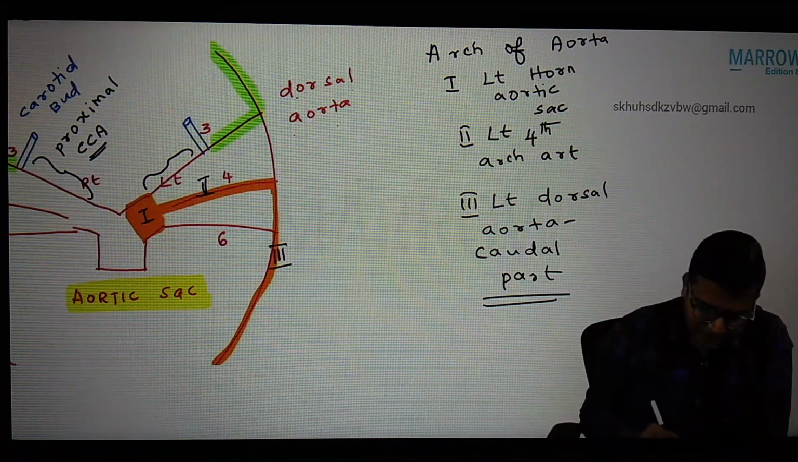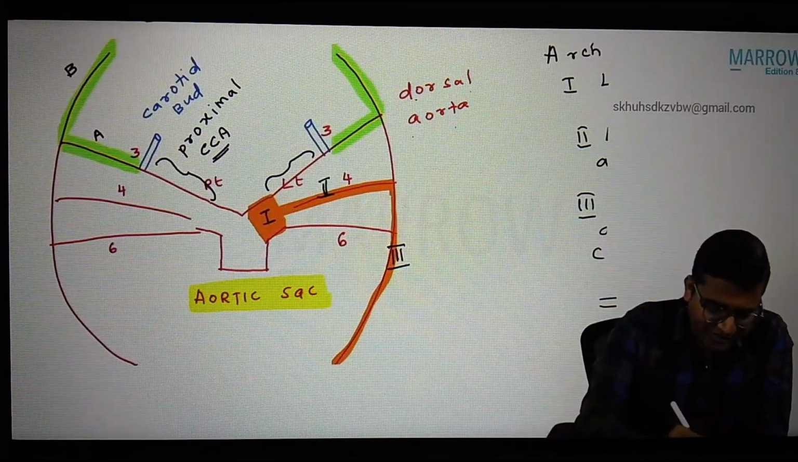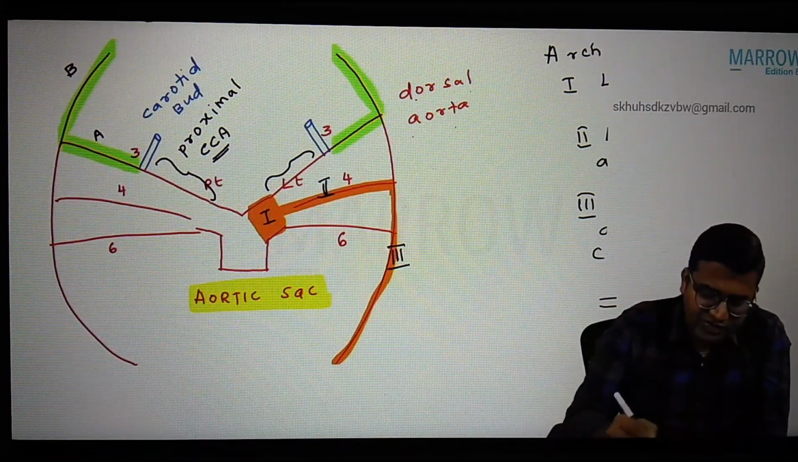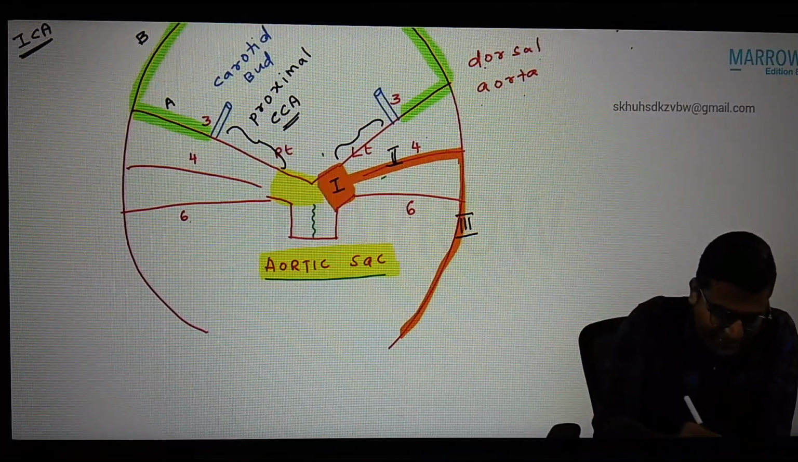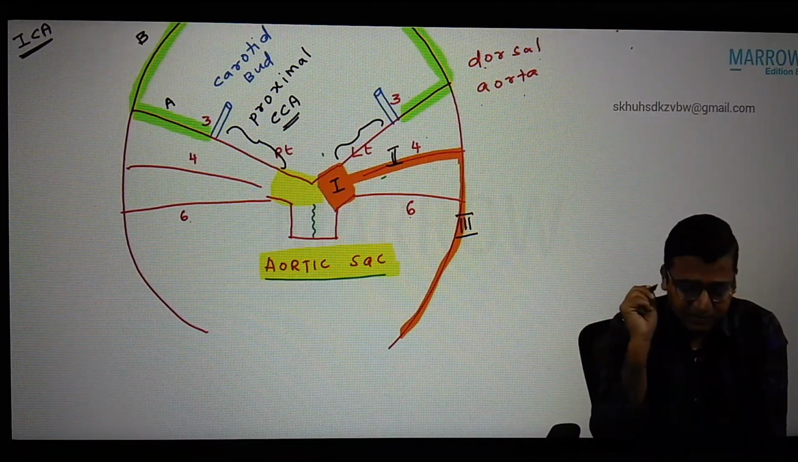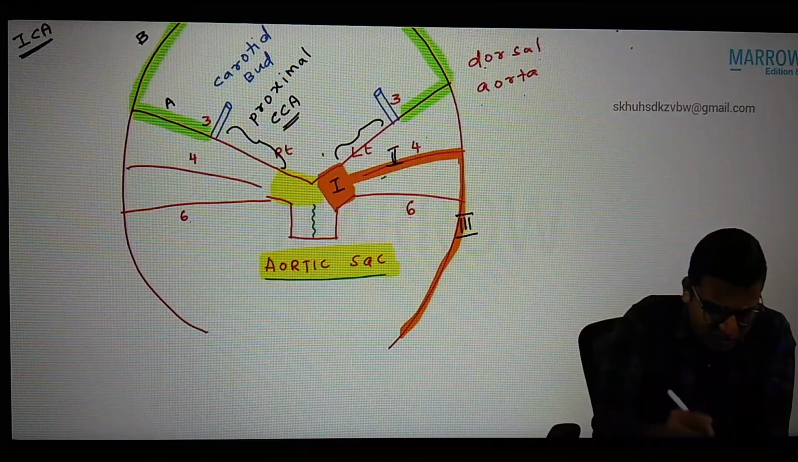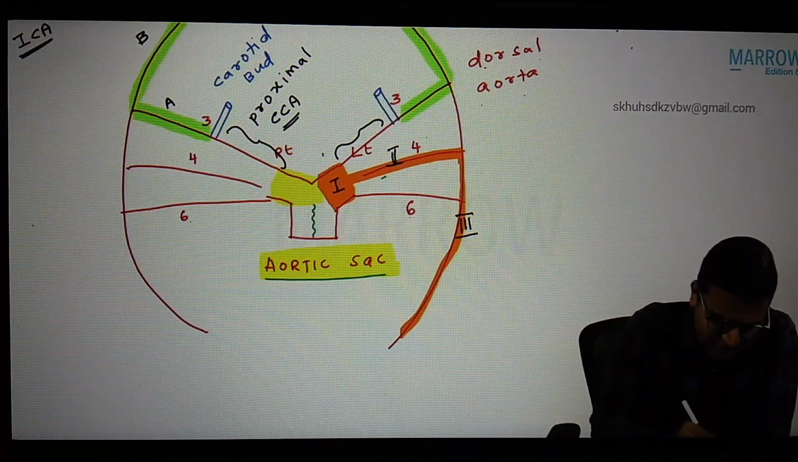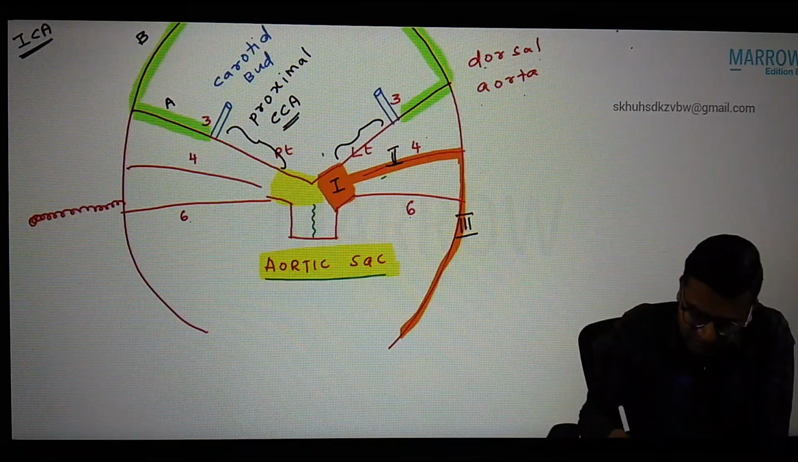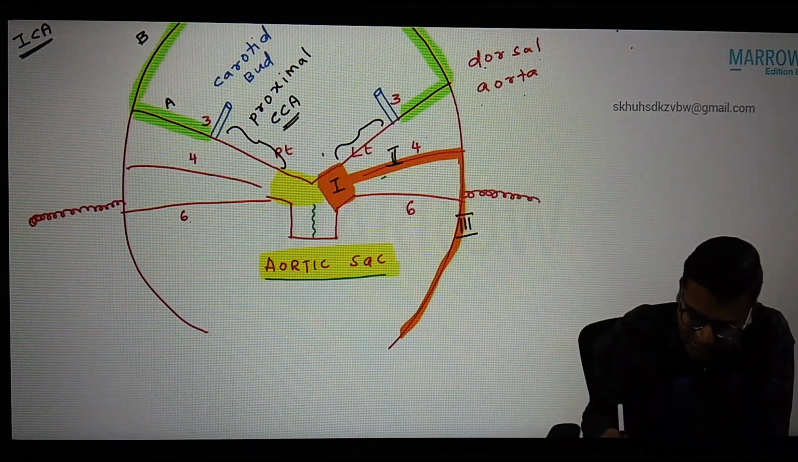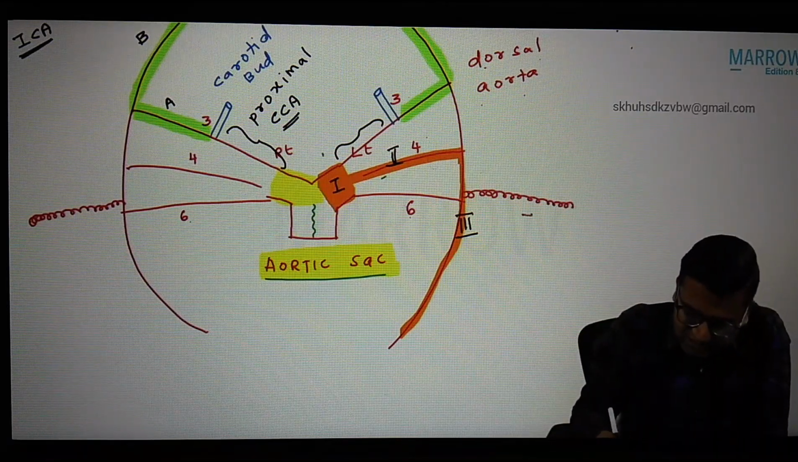Okay. Now next one. We have the right horn of the aortic sac. Now come to the right side. On the right side, we have the right subclavian artery. For this, we're going to draw the 7th cervical intersegmental artery. Now this is our 7th cervical intersegmental artery.